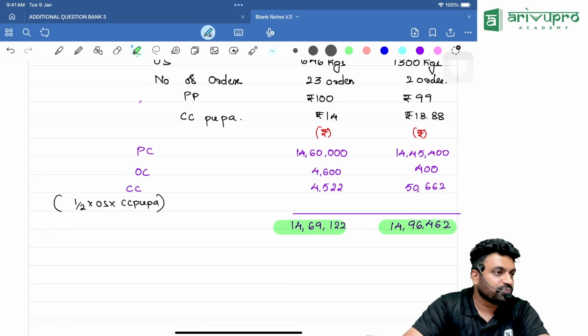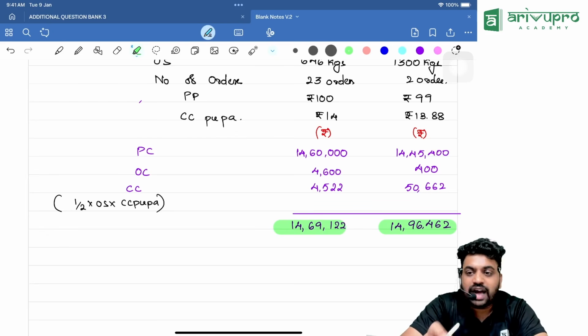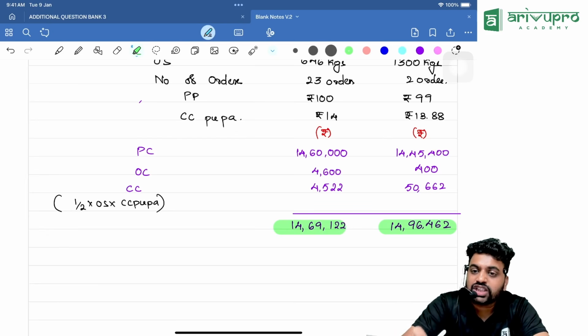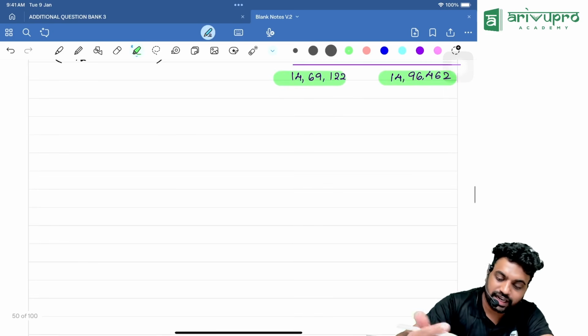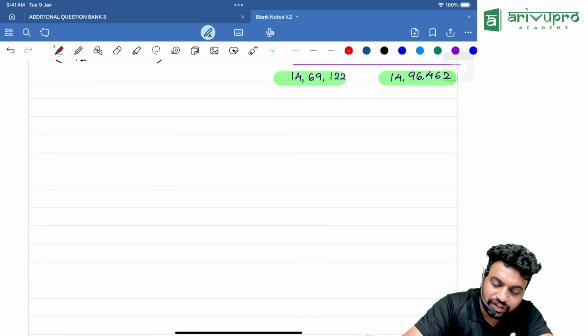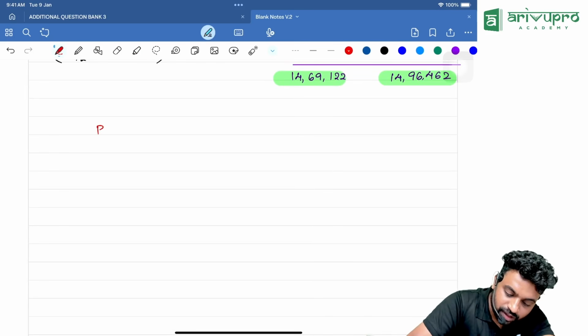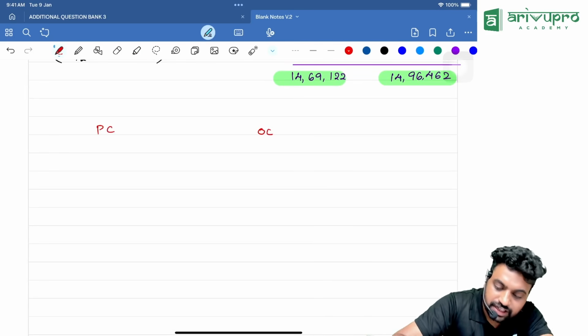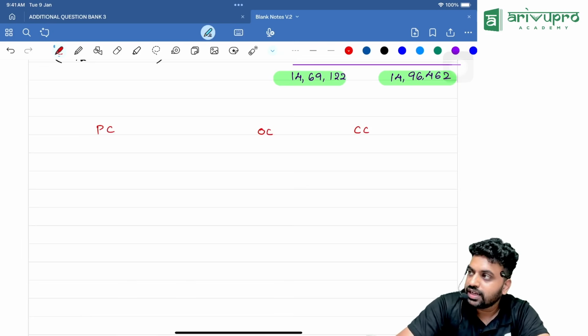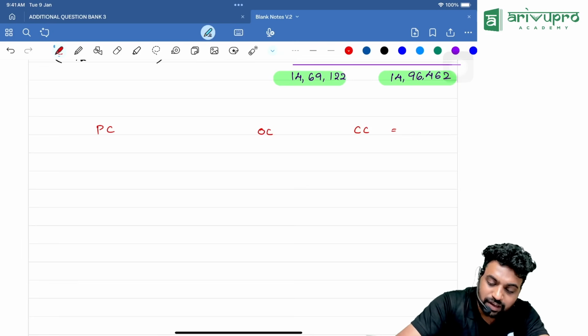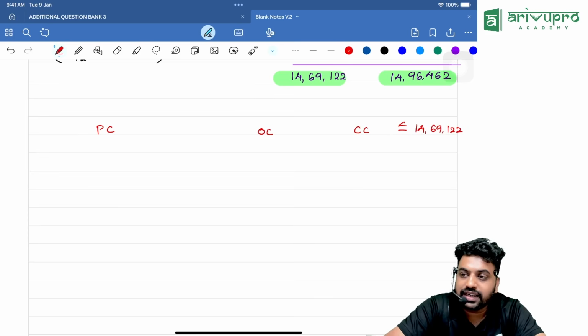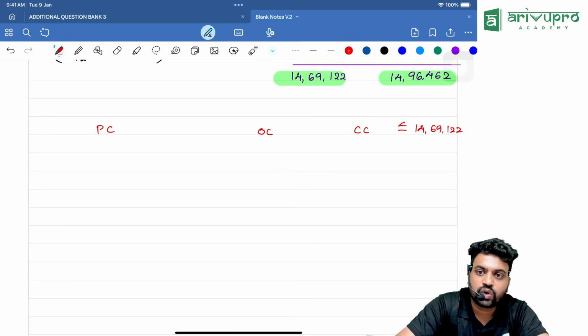Now we have to compute at what price our cost will be equal to EOQ in case of quantity discount scenario. Try to understand. Any total cost of inventory will be having 3 things: purchase cost, ordering cost, carrying cost. In the given scenario, we have to make sure all these 3 together will be lesser than or equal to 14 lakh 69,122. That is cost at EOQ.